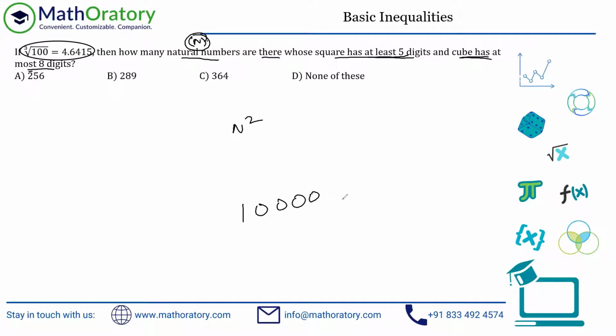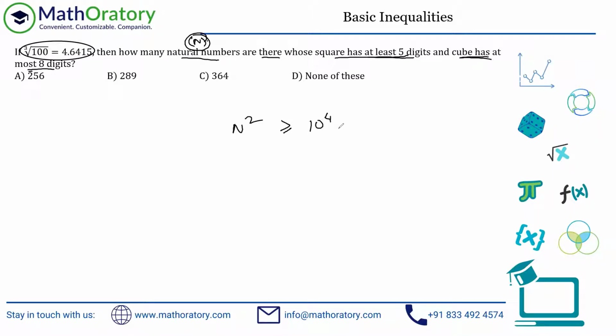My bad. 1 followed by 4 zeros is 10 to the power 4. Don't make a mistake of 10 to the power 5. So in this case, n square can be anything that is greater than or equal to 10 to the power 4 because it needs to have at least 5 digits. And this is the smallest 5-digit number that we can have, right?